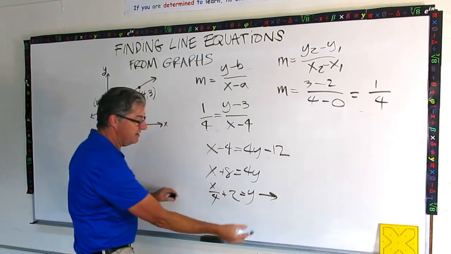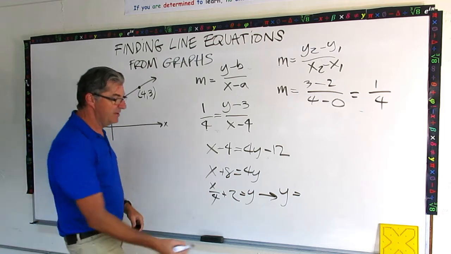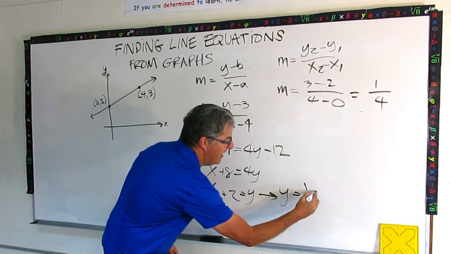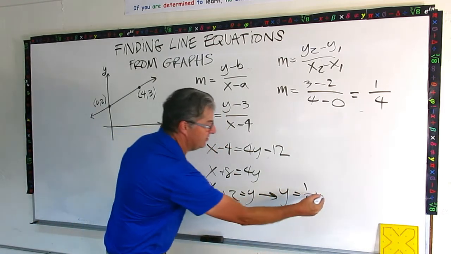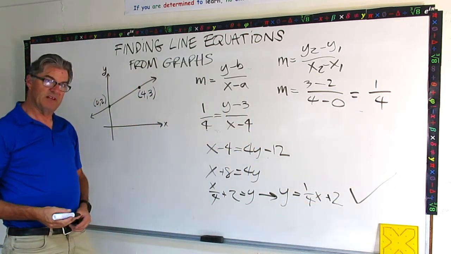Now let's rewrite that. y equals, now x over 4 is the same as 1/4 x, and I have my plus 2. There's my slope-intercept form for this line.